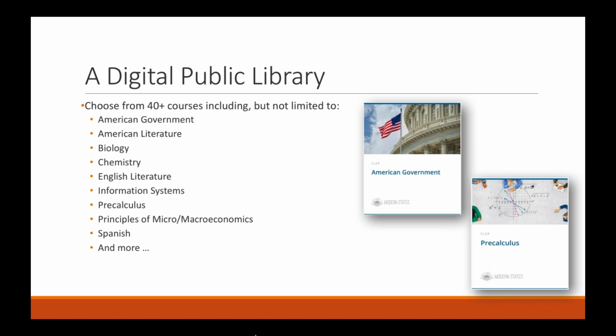So you can think of Modern States as an online or digital public library of great courses. And we have courses in psychology, sociology, English, literature, American literature, economics, American government. We have a whole sequence of math courses, college math, algebra, pre-calculus. Depending on where you are in your math, there's something there really for everyone.